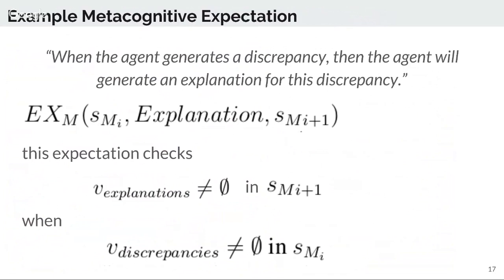If you remember before, when I was talking about the mental states having a vector of length 7, these are two of the values in that vector. One is the discrepancies and one is the explanation. So at the bottom here, when the discrepancies is not null, when there's some discrepancy, we expect explanations to not be null either. And the cool thing is that this is totally agnostic of whatever domain you're operating in. It doesn't care about the world.